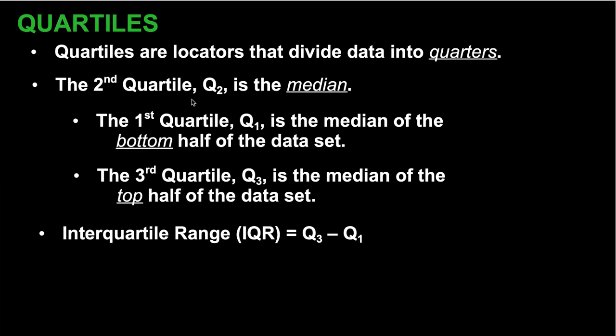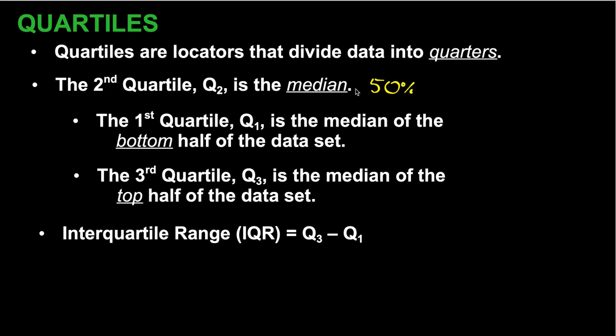There's 4 quartiles. Second quartile is what we call the median, and this is the middle number. It's the 50% marker of your data. We call those percentiles. 50% of the data is below, 50% of the data is above.